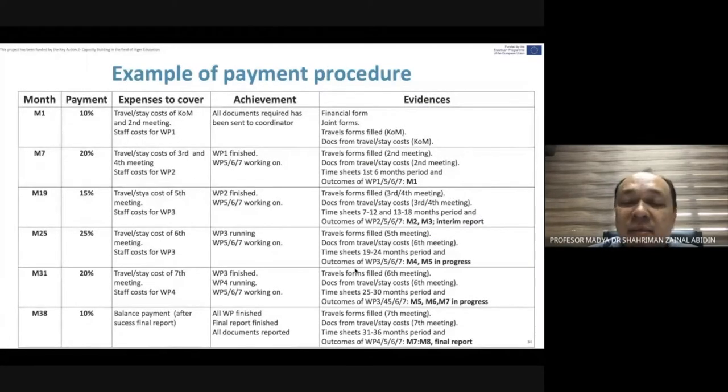Kena ada tu lah, contingency plan kan, look into the risk management, we need to have a mitigation plan kan. So benda tu kena ada, kena selalu berlaku lah. And then this is the example of payment procedure lah, maknanya yang breakdown tadi lah.